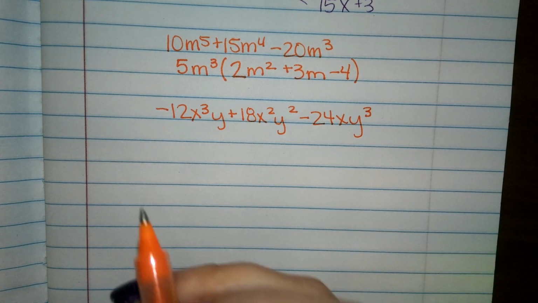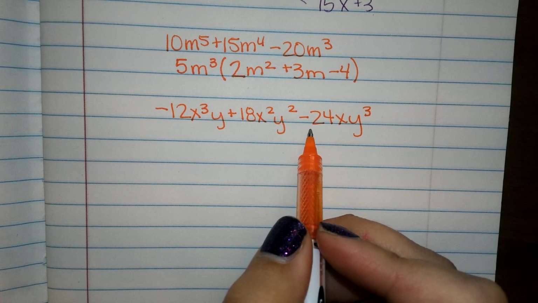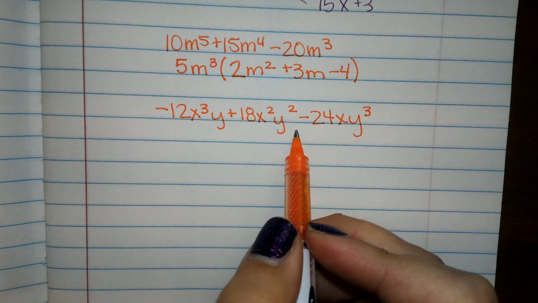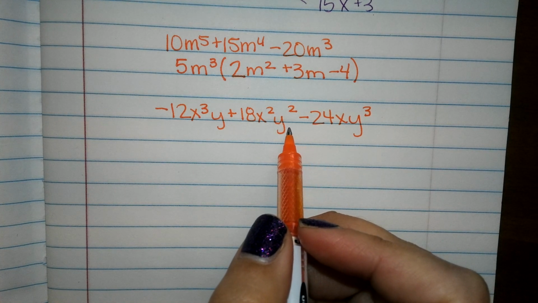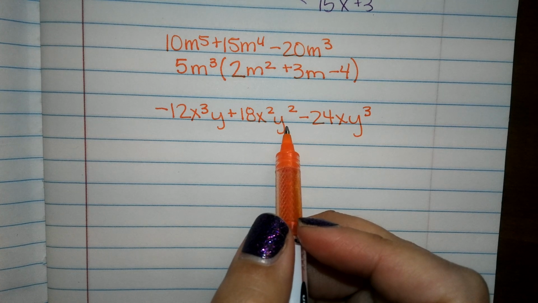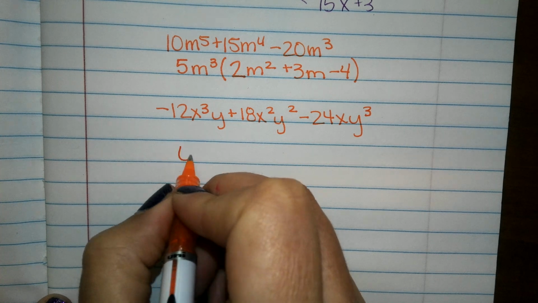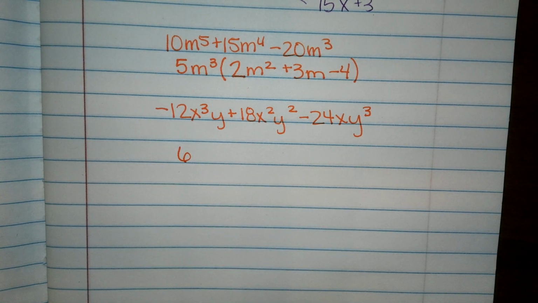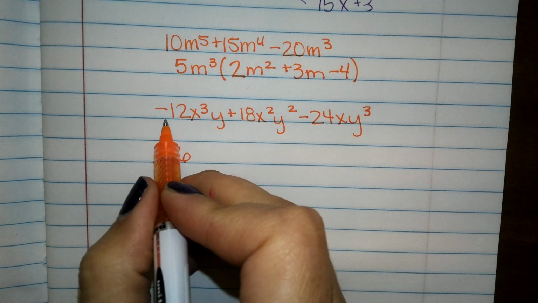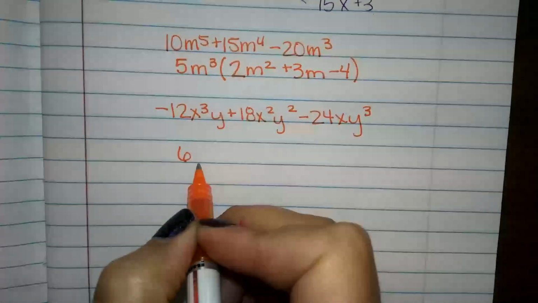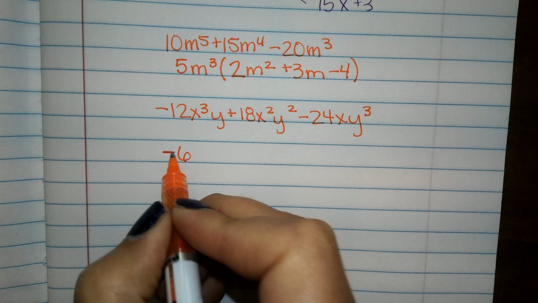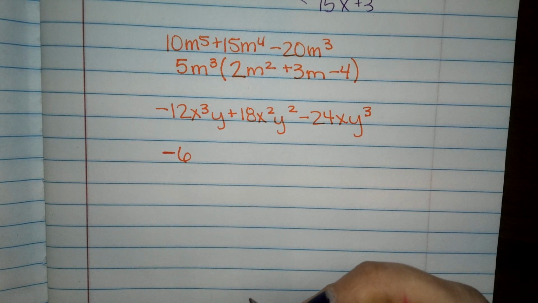Well, these are all divisible by 2, but I think there's something even bigger that I can divide all 3 of these by. And we're going to divide by 6. Now, this next part is key. When I am factoring, we never, ever want to start with a negative inside our parentheses. So I do not want that negative inside here. So I'm going to factor out a negative 6 instead of positive 6.